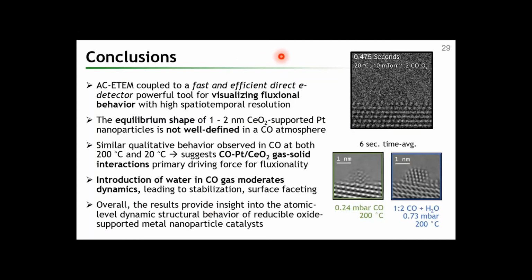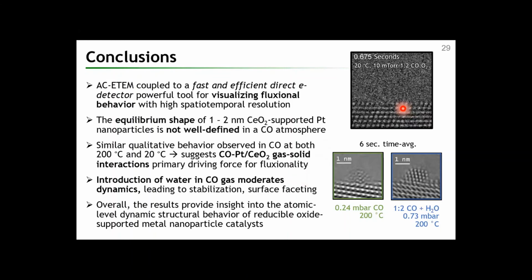Okay, so in conclusion, with this work we've applied aberration-corrected electron microscopy tools with direct electron detectors to visualize these fluxional behaviors occurring in reactant gas atmospheres. One major conclusion is that for 1 to 2 nanometer ceria-supported platinum nanoparticles, the equilibrium shape is not well defined in the atmosphere, evidenced by the constant reconfiguration that we observe.